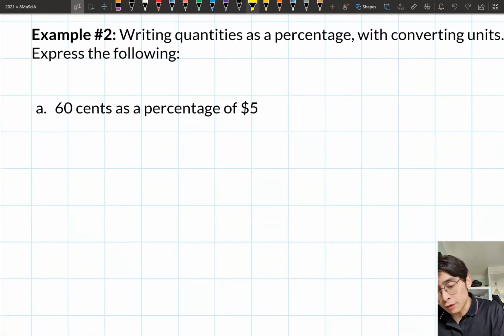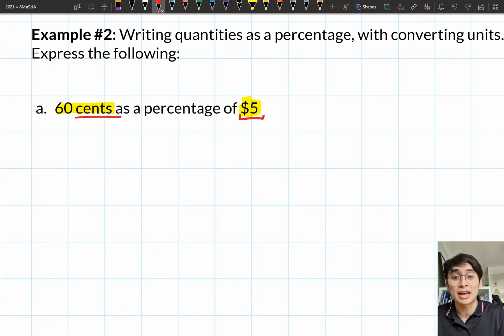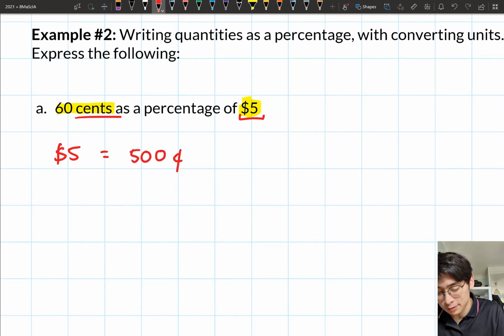Now, notice here, we've got 60 cents and we've got $5. They are not the same unit. So what we want to do in step 0 is convert them to the same unit. The way I do this is I usually pick the bigger one and convert it to the units of the smaller one. Now, dollars are bigger than cents, and so I'm going to convert $5 to become cents. If you remember, $1 has 100 cents, and so $5 is just going to be 5 lots of 100 cents. So this is just going to be equal to 500 cents. And so now that I've done that, notice here, 500 cents is in the same units as 60 cents.